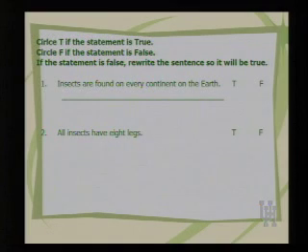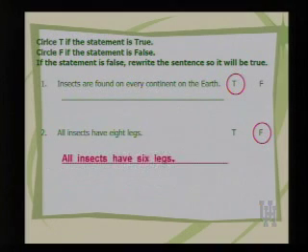So on this one, insects are found on every continent on Earth. We got rid of the negative, and that would be true, and the student would circle true. All insects have 8 legs. The student would circle false, and then rewrite the statement so it is true: all insects have 6 legs. So that lets the student say, yes, that's false, and this is the correct information, and that's an opportunity for them to earn some more points on the test.